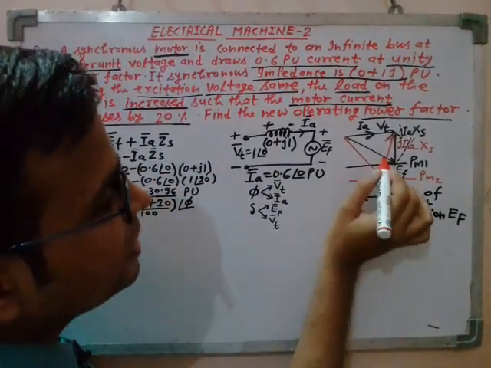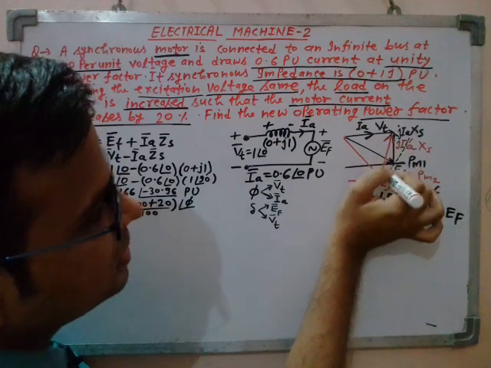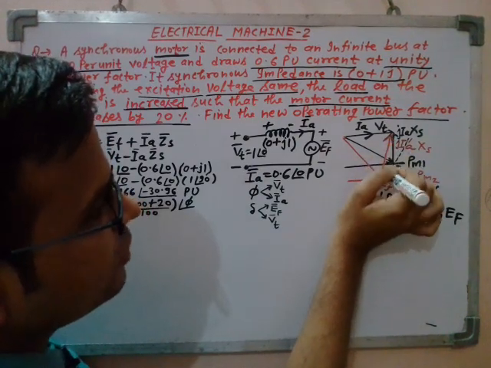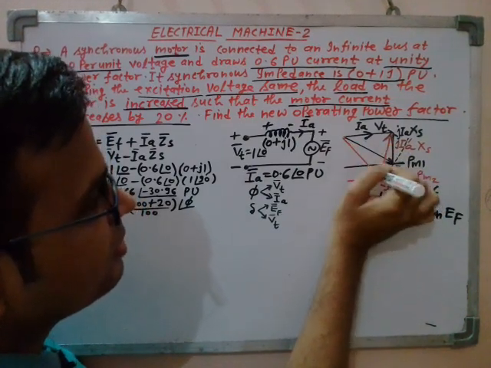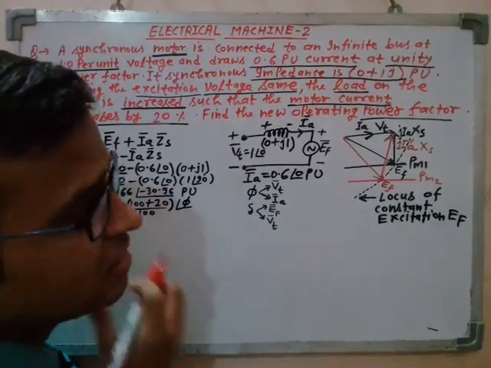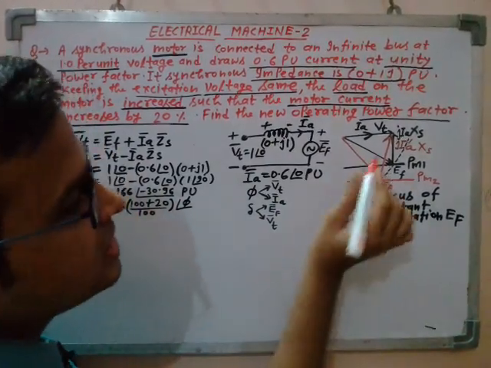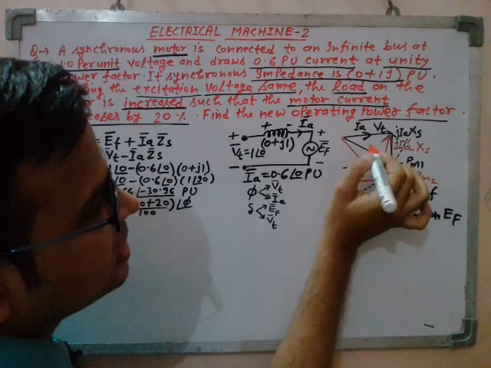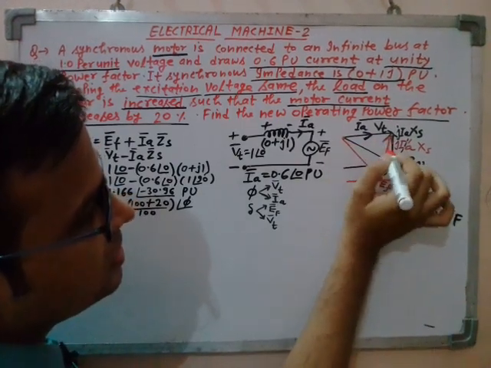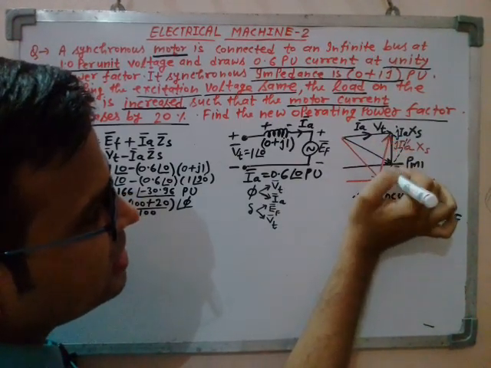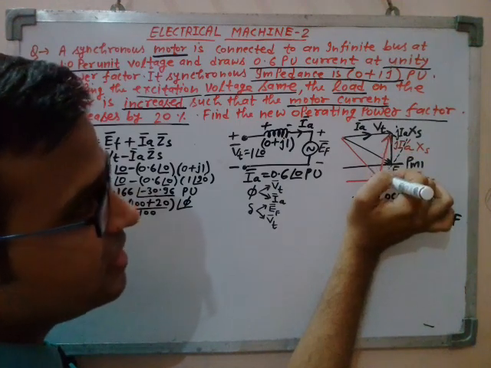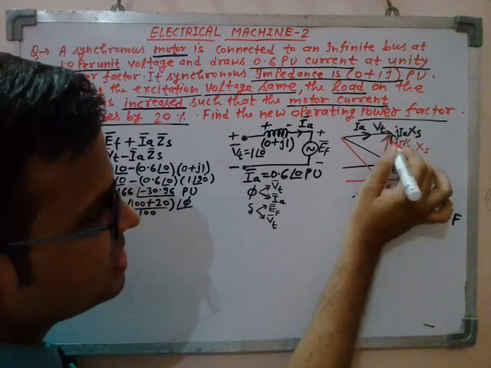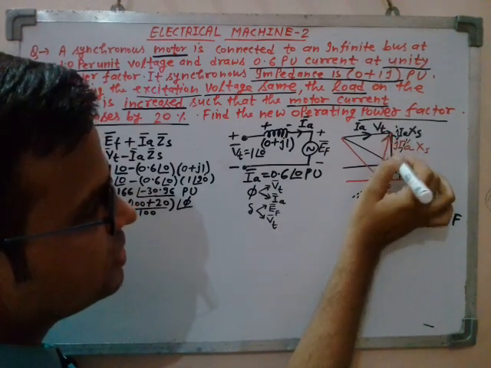So now tell me, for this new case, what should be the operating power factor of the motor? Will it be leading or lagging? See here, corresponding to this, the armature current has now been increased. Earlier the armature current was this much only, corresponding to this phase.